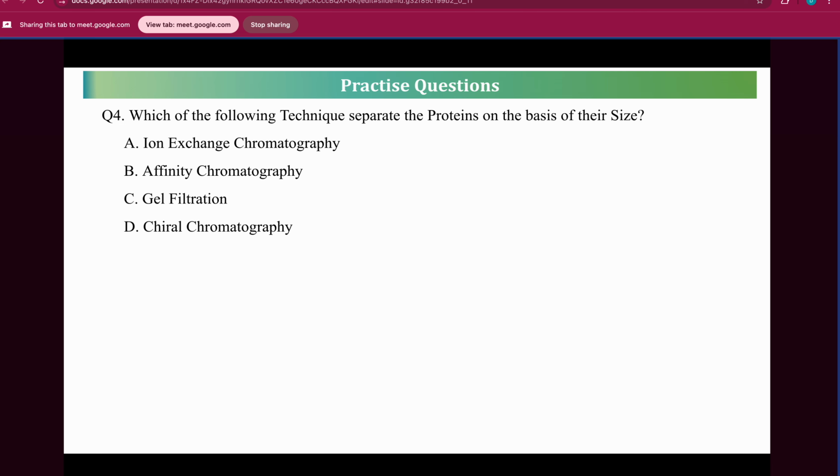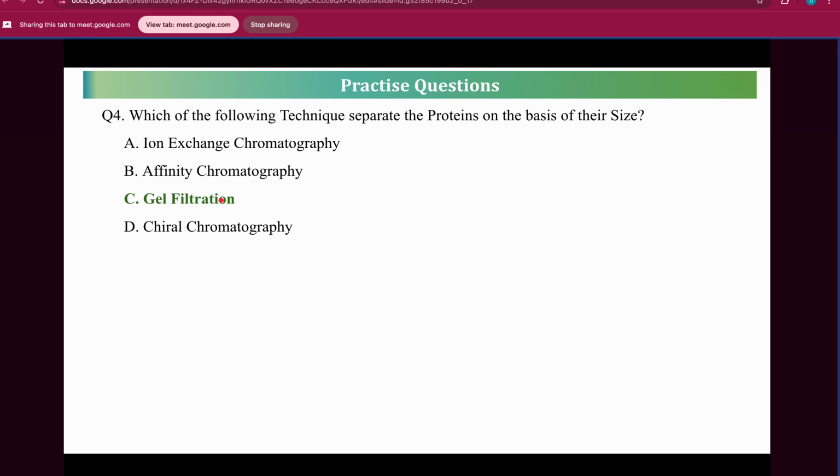Okay, so now let's see. The right answer is option C, which is gel filtration. Gel filtration is also known as size exclusion chromatography or gel permeation chromatography. So these are three different names, so do not get confused.